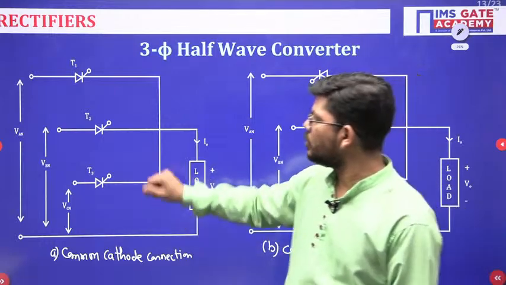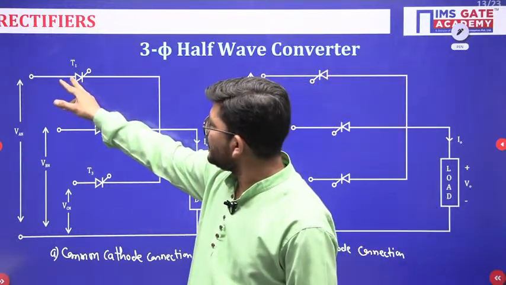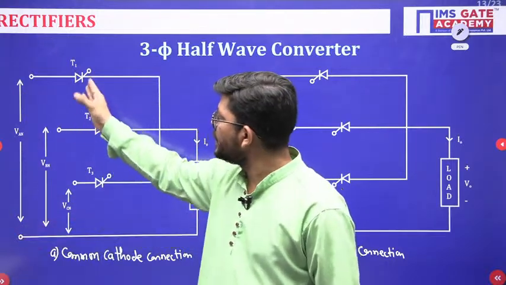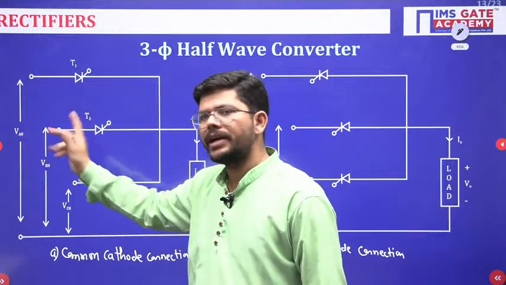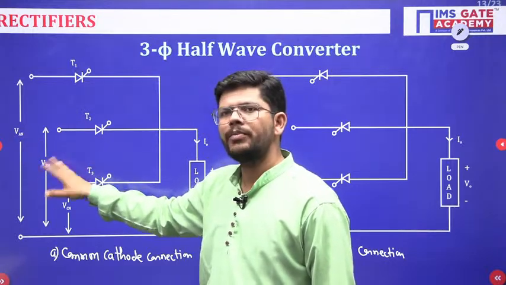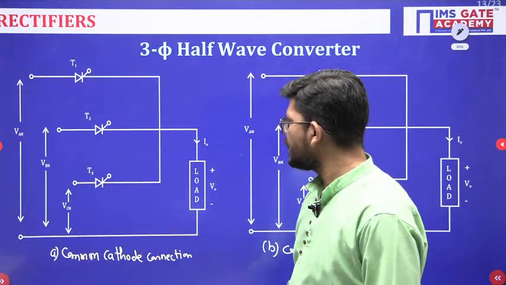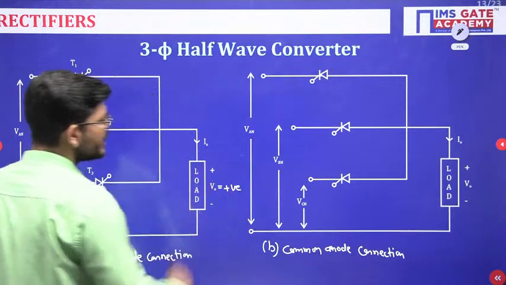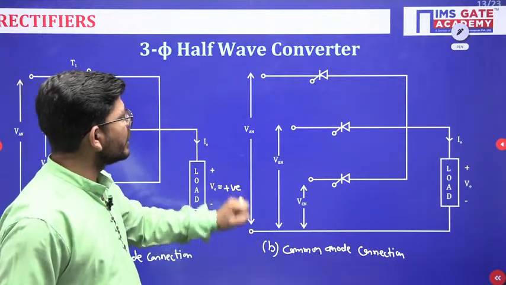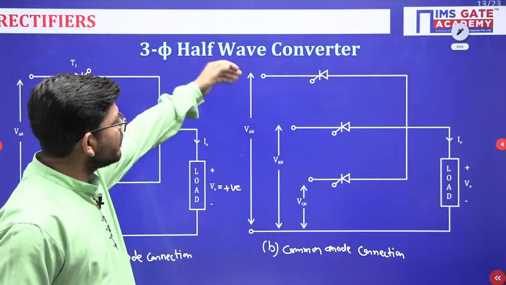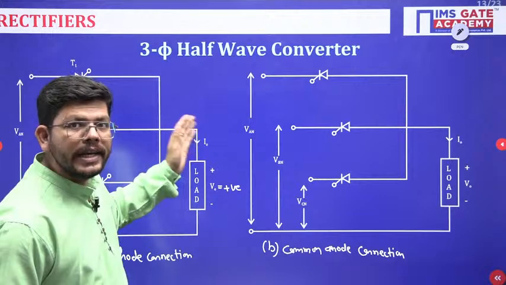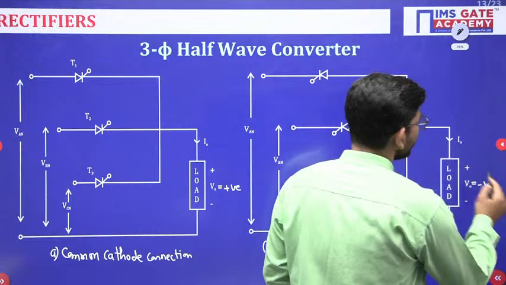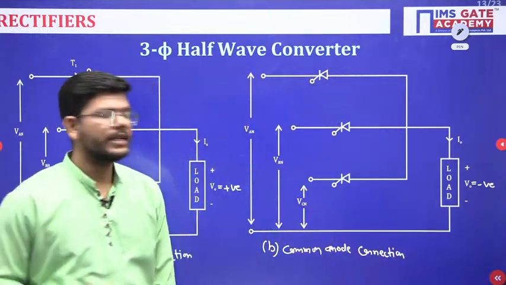Now in common cathode connection, just see, any thyristor will conduct whenever the respective voltage is going positive maximum, isn't it? T1 will conduct when VAN is going positive maximum. T2 will conduct when VBN is going positive maximum. So when common cathode connection is there, your output voltage will always be positive, isn't it? Now just see here in common anode connection, any thyristor will conduct if the respective phase voltage goes negative maximum, isn't it? So here your output voltage will always be tracing the negative portion of the waveform, isn't it?